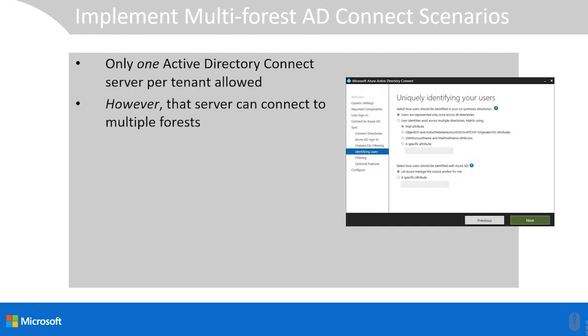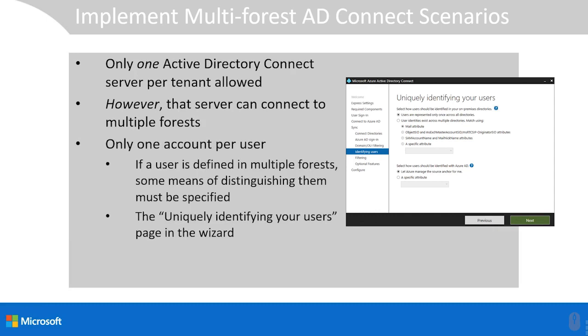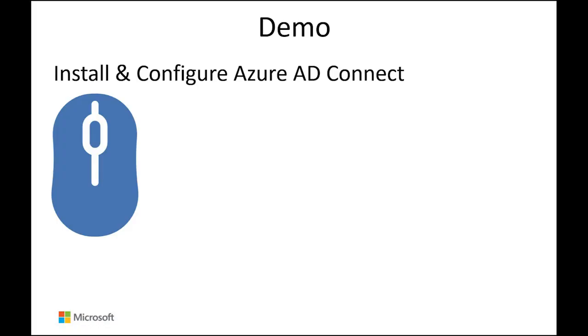However, it can connect to multiple forests. This brings up another potential concern. What if a user has an account in more than one forest? Azure AD uses a flat namespace, so each user should only have one account. To accommodate this, the setup application lets you define rules about how to uniquely identify them. The default setting is to assume that all users are only represented once in all forests and no special action is taken. Other options allow you to combine user accounts across forests based on the mail attribute, the object SID, and MS Exchange master account SID attributes, the SAM account name and mail nickname attributes, or on attributes that you specify.